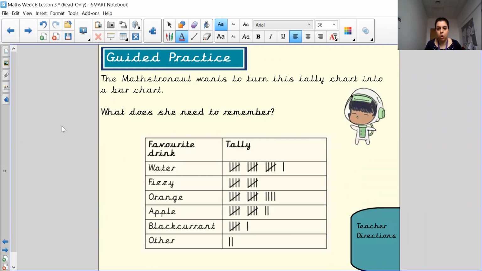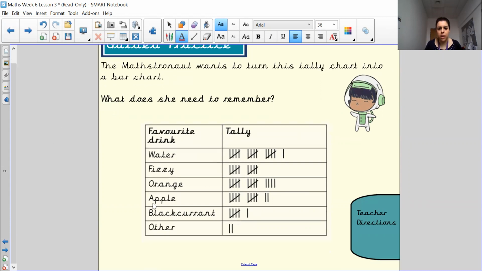The mathstronaut wants to turn this tally chart into a bar chart. What does she need to remember? So here we have a tally chart and it's looking at favourite drink. She's got water, fizzy drink, orange, apple, blackcurrant, or other. And they've done their tally chart. So again, we've got 5, that's equivalent to 5, that little section there.